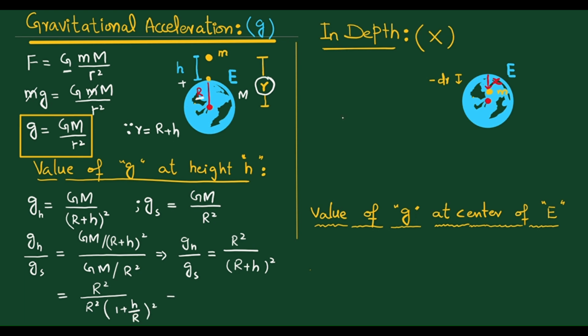The R squared will cancel out, and g_h divided by g_s, at the surface, is equal to 1 divided by 1 plus h by capital R whole squared.